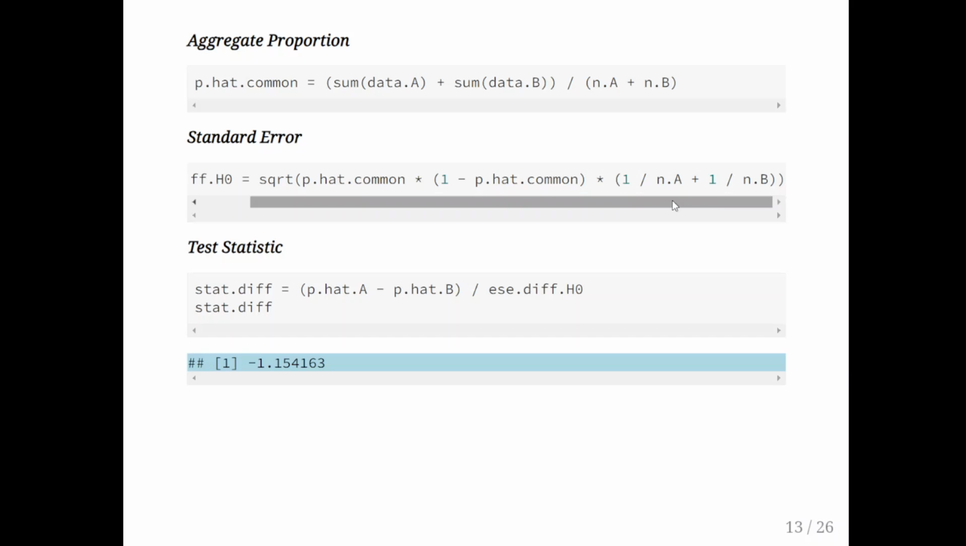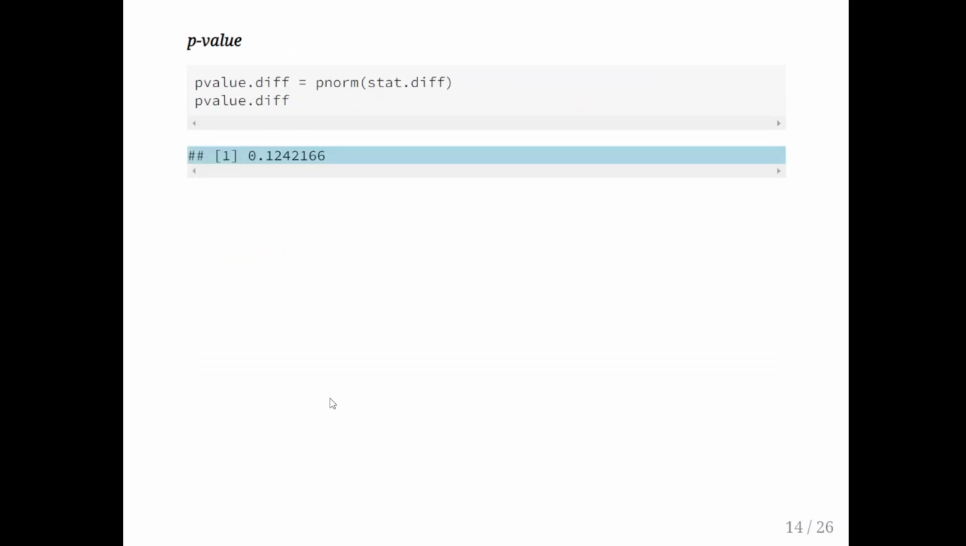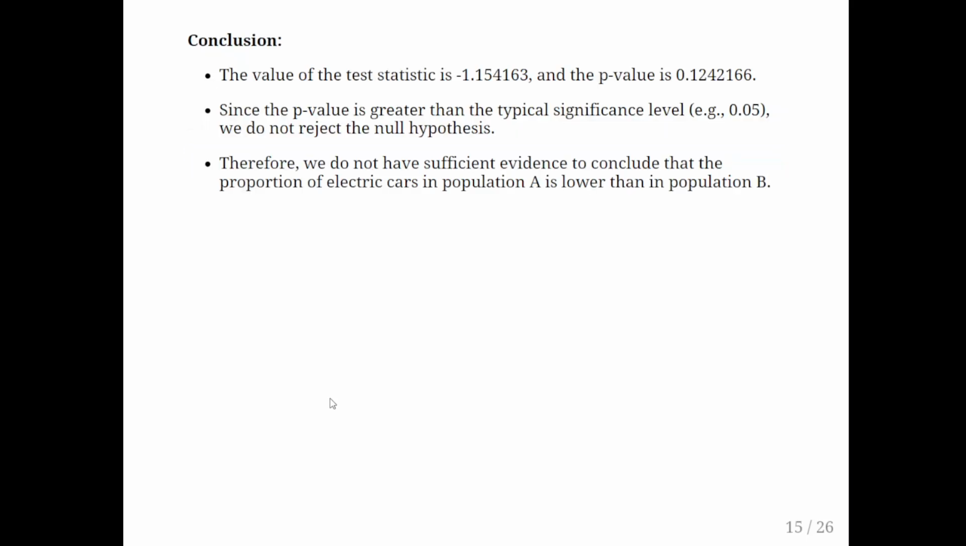So the test statistic is our point estimate divided by our standard error. Here we get stat.diff, our test statistic, and we get a value of minus 1.154. So let's get the p-value for that, and that is pnorm of stat.diff. So our p-value is 0.1242. The value of the test statistic is minus 1.154, and the p-value is 0.1242.